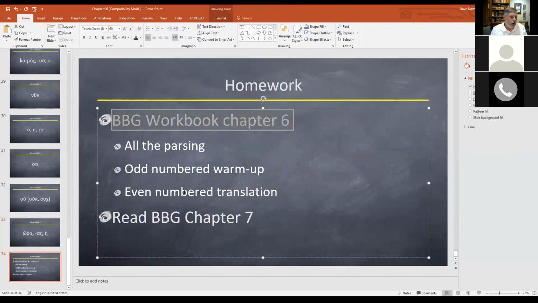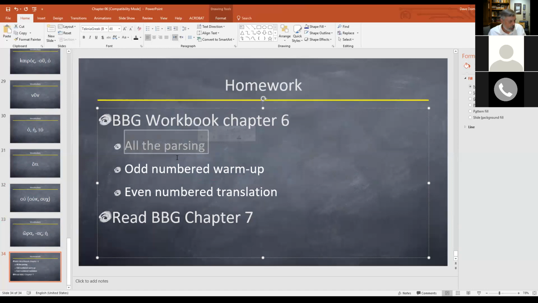Now, I don't ask you to do all of the chapter 6 workbook homework. I don't ask you to do it all. I ask you to do all the parsing. That's the section where you break the word down into its parts. You know, what case it is, what number it is.